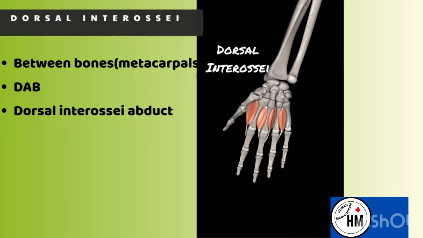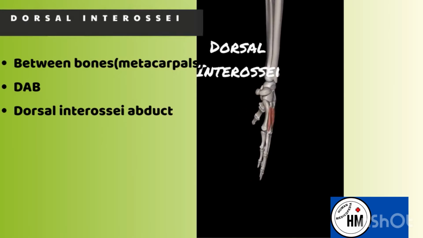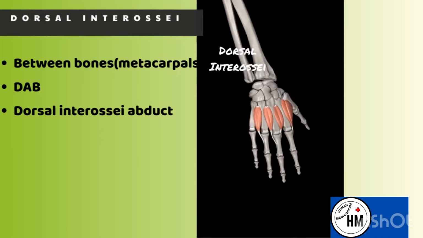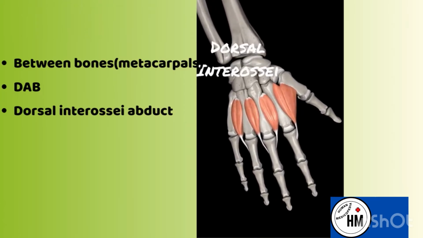Dorsal interosseae muscles are present on the dorsal side of the hand and between metacarpal bones. Action of this muscle can be memorized by a word DAB. That means dorsal interosseae abducts the fingers.